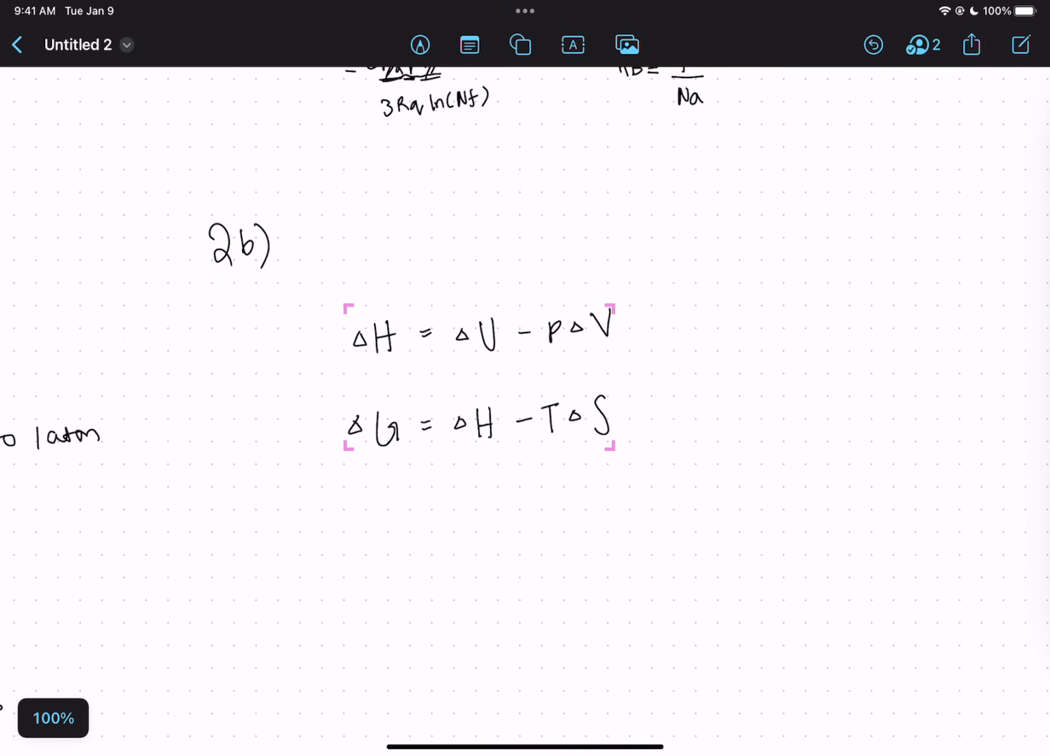Excellent. Yep, exactly. And so they gave you what delta G was from A to B, right? They said that was negative 1.43. You're finding their delta H, that's what you want to figure out. And then you have your temperature, that's 25 degrees Celsius. We can convert that to Kelvin by adding 273, right? And then you just use your delta S from 2A. So if you just rearrange that equation, you should be able to get your delta H.